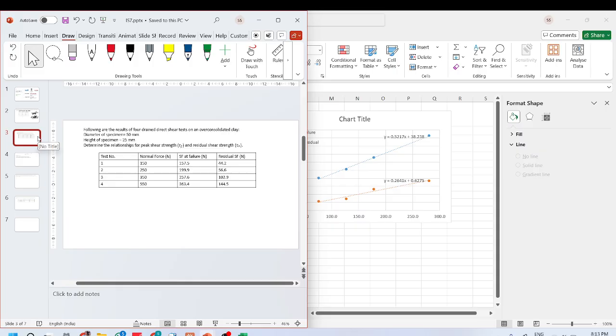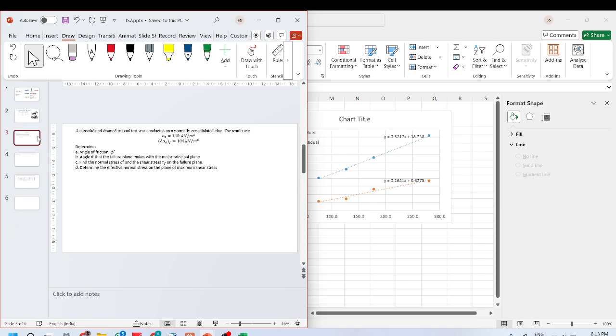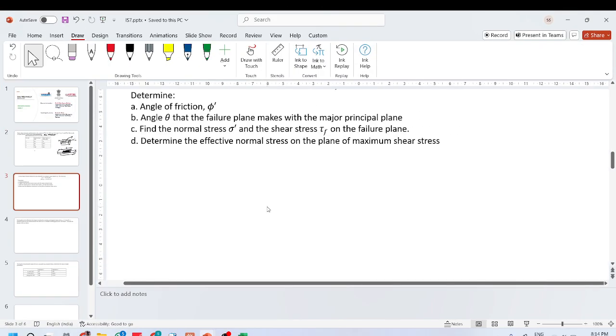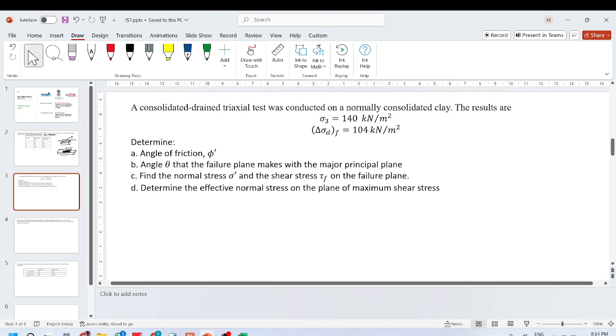We did this, no? Okay. So just a minute. Consolidated drained triaxial test conducted on. Madam, No, yeah. sorry, madam. Can you zoom it, madam? It is not visible, bro. Yeah, madam. Yeah. Yes, madam. Thank you.